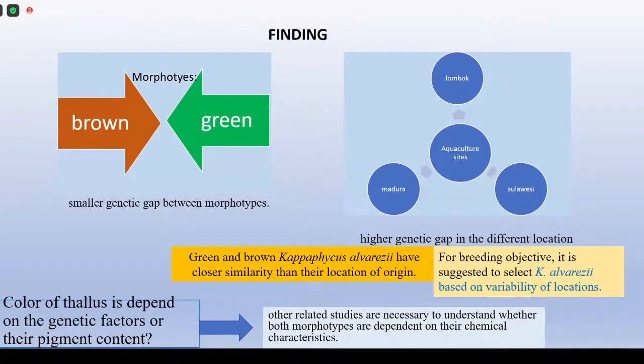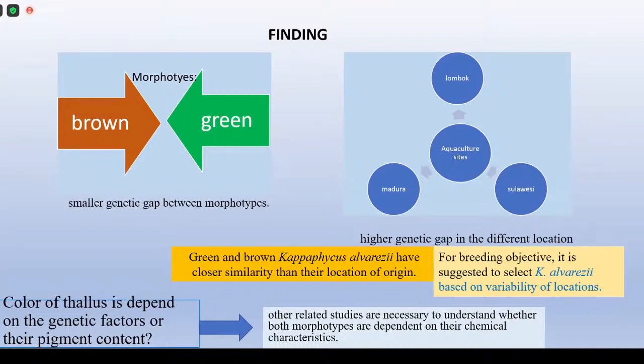Now, for this finding, for both morphotypes, brown and green, there is a smaller genetic gap between the morphotypes, but for the location, there are higher genetic gaps between different locations. So green and brown Kappaphycus have closer similarity than their locations of origin. For breeding objectives, it is suggested to select Kappaphycus alvarezii based on variability of location.